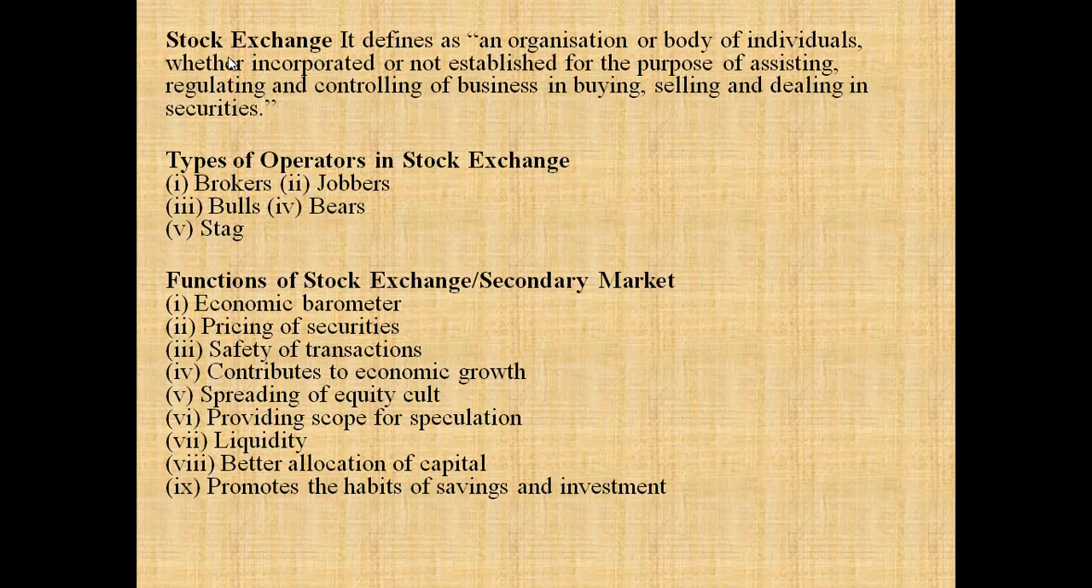Now a stock exchange is just like a city center. Let's just talk about a city center. If you go inside, first of all you will be checked by the security guard, and then the sales executives come and assist you. Which type of cloth? Then they will guide you where the trial room is, where the cash counter is. They will help you, they will assist you in doing the shopping. Similarly, in a stock exchange, there are some types of operators who will help you in the stock exchange market: brokers, jobbers, bulls, bears, and stags.